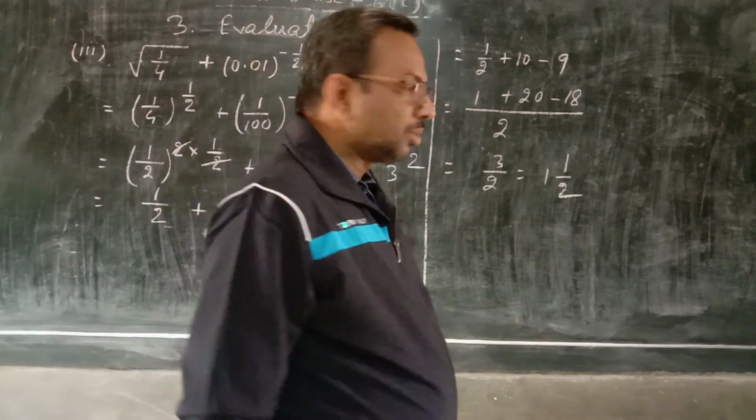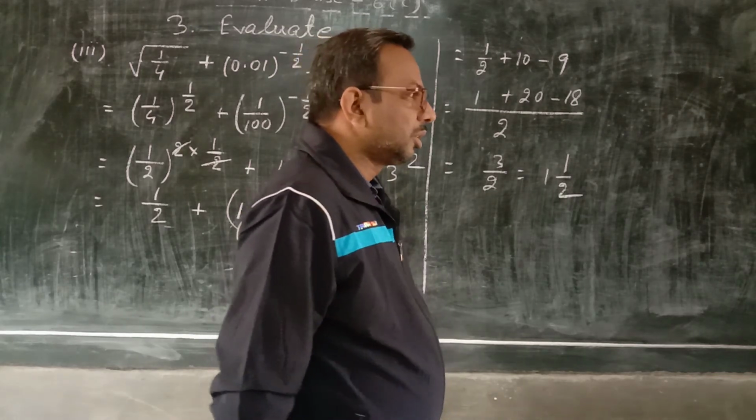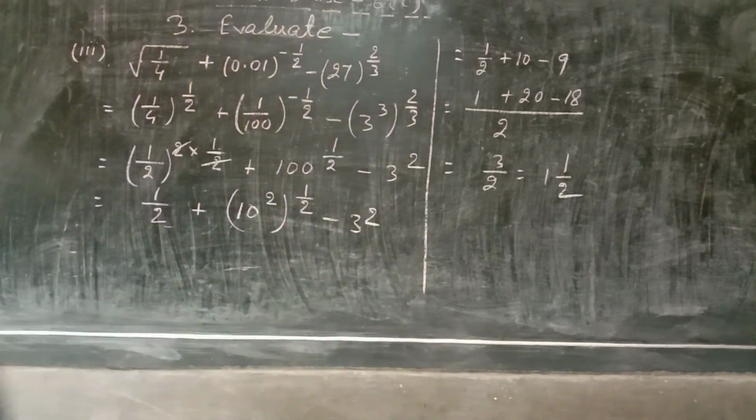I have taken LCM 2. So here will be 1 plus 20 minus 18. You solve it, you will get 3 by 2. Change this fraction, that is 1 and 1 by 2. That is the answer.